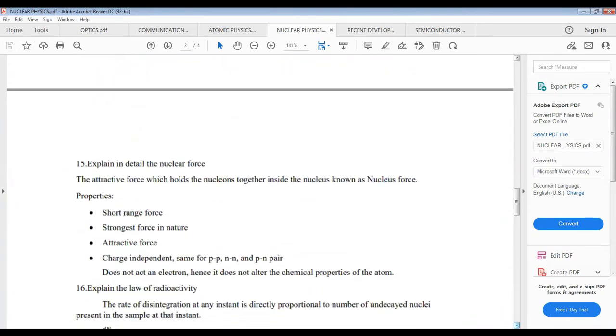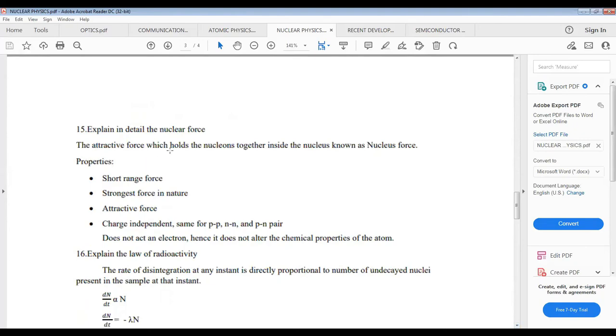Explain the nuclear forces. This is a very, very important question. It is the attractive force which holds the nucleus together inside the nucleus. It is always an attractive force. So what are the properties? It is a short range force. It is the strongest force. We have many types of forces, electrostatic force, gravitational force, and many other forces, but the nuclear force is the strongest force. It is independent of the charge. There is a force between proton and proton, neutron and neutron, and proton and neutron pair. So it does not depend upon the charge, does not act on the electron, hence it does not alter the chemical properties of the atom.